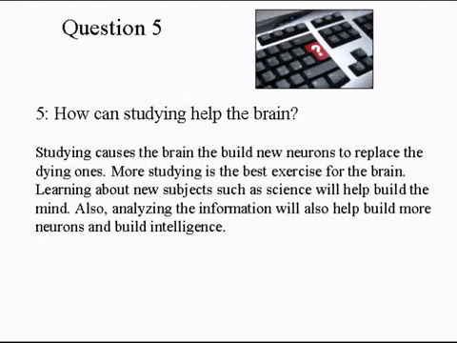How can studying help the brain? Studying causes the brain to build new neurons to replace dying ones. More studying is the best exercise for the brain. Learning about new subjects such as science will help build the mind. Also, analyzing the information will build more neurons and build intelligence.